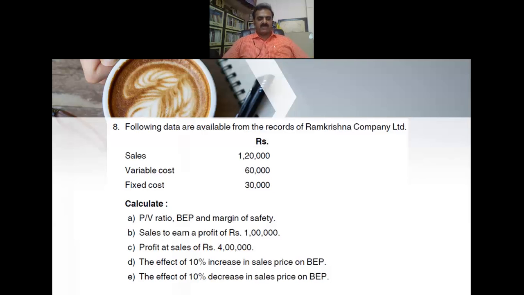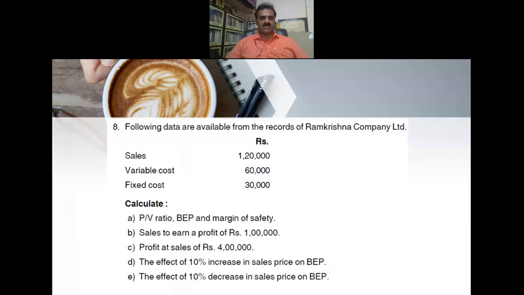One is the PV ratio, profit volume ratio. Next is BEP, break even point, and margin of safety. Second sub question is you need to calculate the sales to earn a profit of 1 lakh rupees. And the third one, the profit when sales are 4 lakh rupees. And the next one is what is the effect on break even point if there is an increase of sales by 10%. And lastly, what is the effect on break even point if the sales value decreases by 10%.